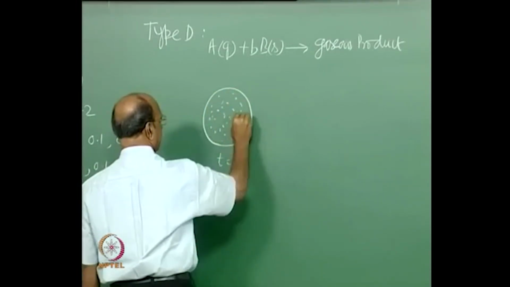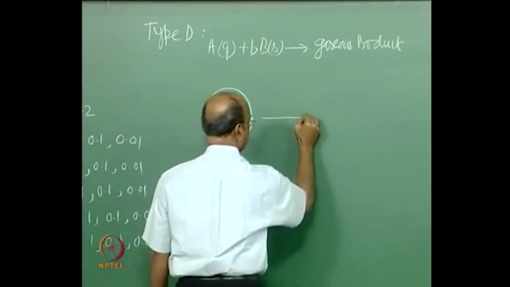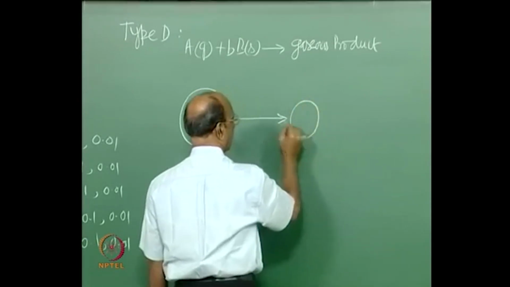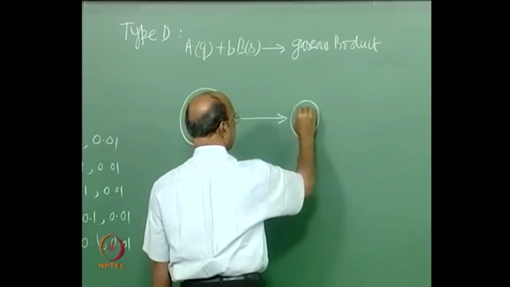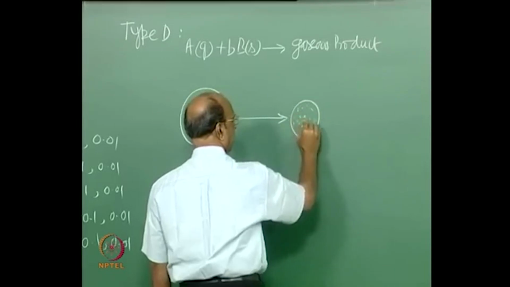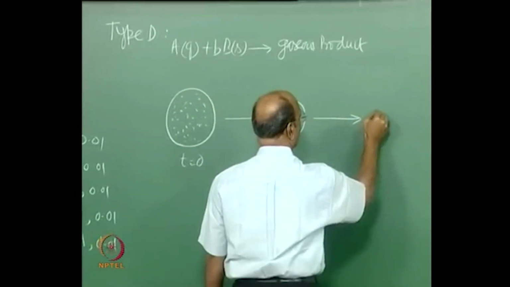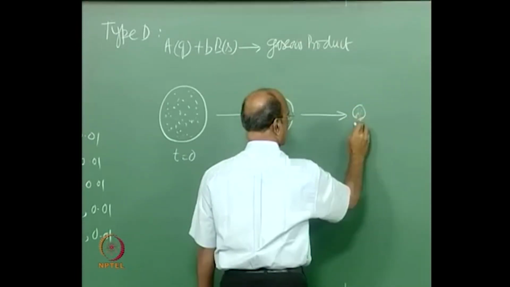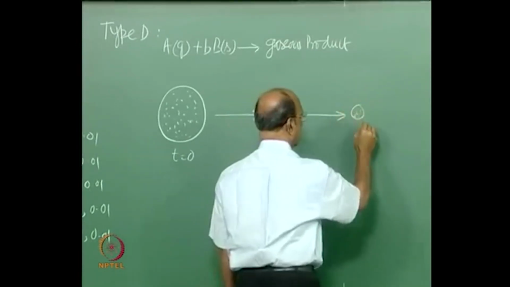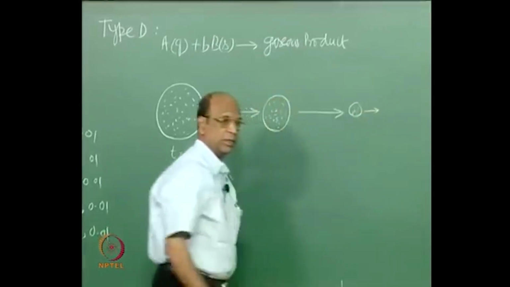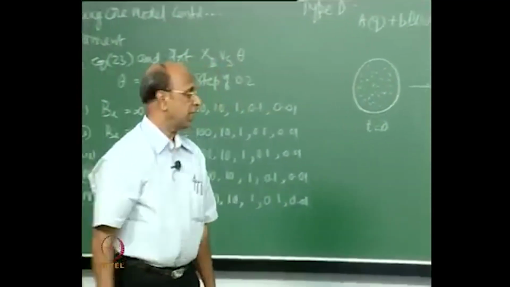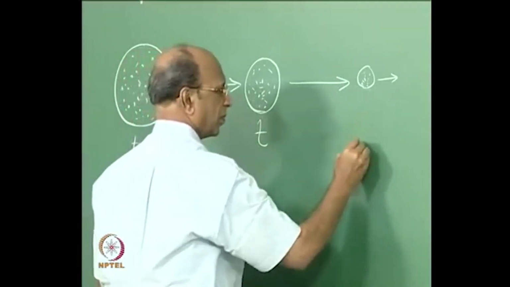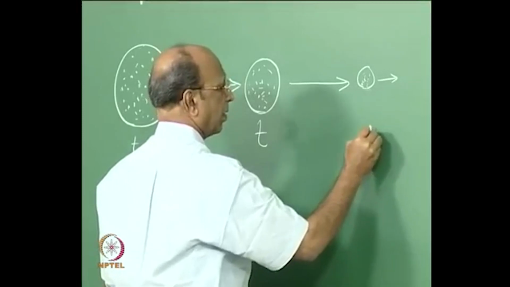maybe a cold particle. Then after some time t, we will have this size, then after some time t, this is the one, and finally it disappears into nothing. So, this is some time t.